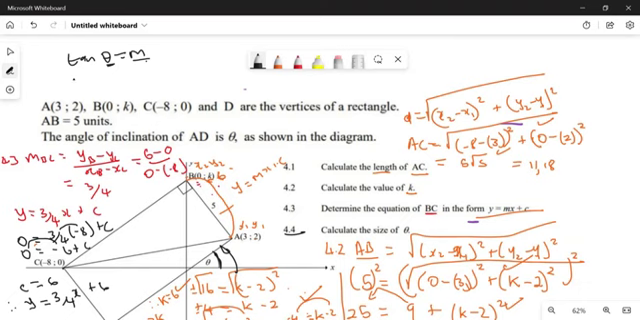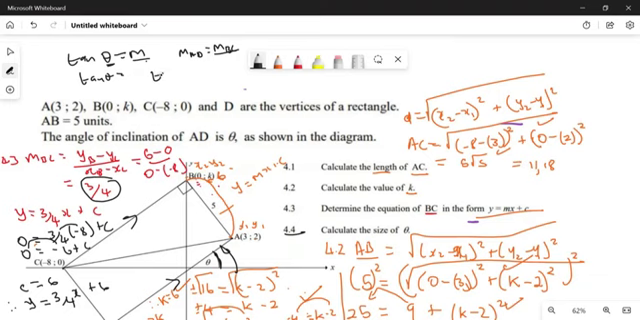So here, tan of theta is going to be equal to m. Now, what is this m? What you want is m of this line here, the m of AD. What is the gradient of AD? That's very important. How do we get the m of AD? We know BC and AD are parallel to each other. So the m of AD is going to be equal to the m of BC. The m of BC, we got it as 3 over 4.